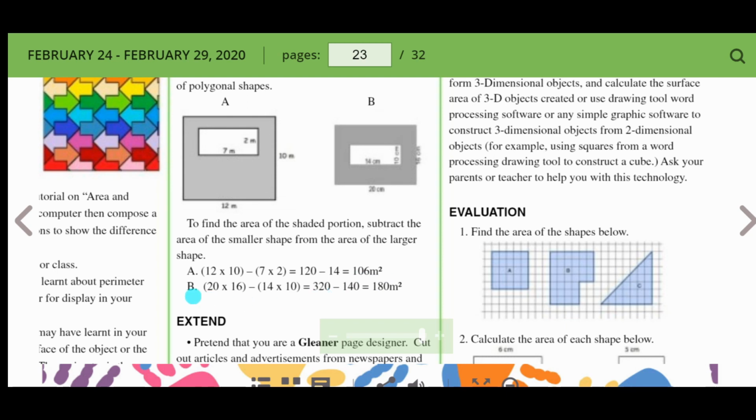Let's look at B. So we have 20 times 16 for the large shape, this one, and 14 by 10 for the smaller shape. So 20 times 16 would give us 320, and 14 times 10 would give us 140. And when we subtract that, we get 180 meters squared.